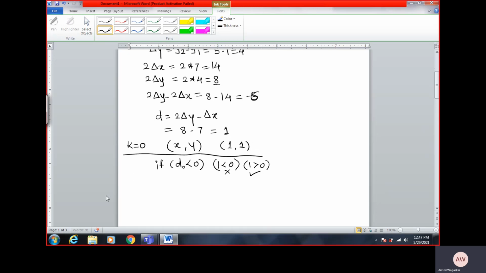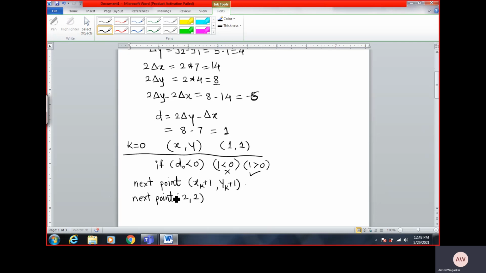So what we have to do is update your x and y. For the next point, you have to increment x by 1, and also increment y by 1. What will be the next point in this case? Previously it was 1, 1. Now the new point will become 2, 2. So this is your next point.